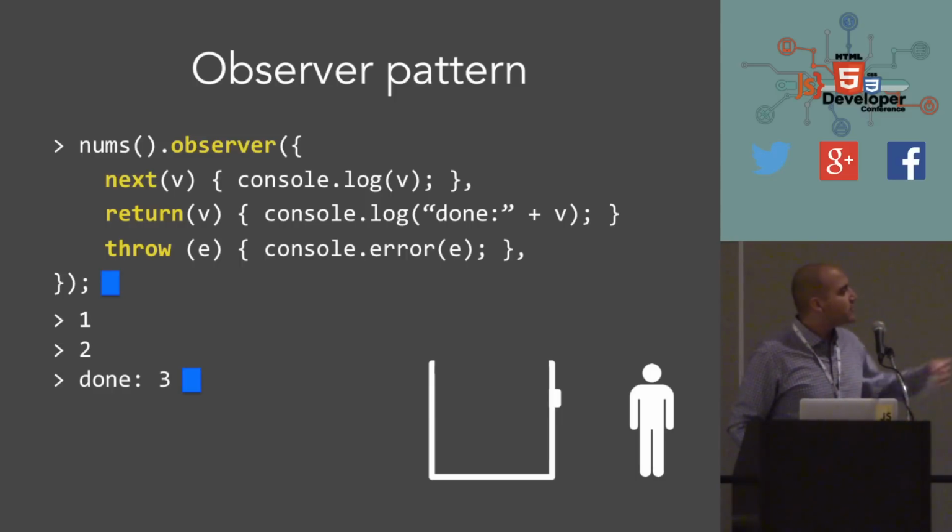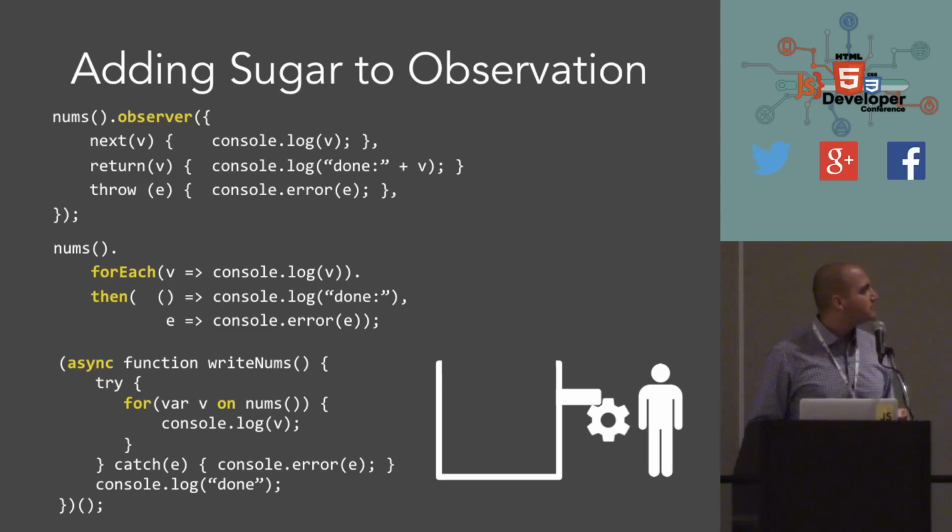So the observer pattern, here's how you might consume data from an observable. Pass in the observer side of the generator. So we pass in the next method, the throw method, and the return method. So we've got all the same three semantics as we have with an iterator. We can get a value pushed at us, we can get an error pushed at us, and we can be told, you know what, no more data. Just like the iterator pattern where you request the iterator and you keep calling next, that's a little cumbersome. So why not add some sugar to make it easier?